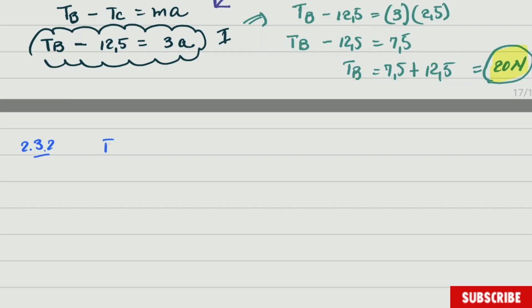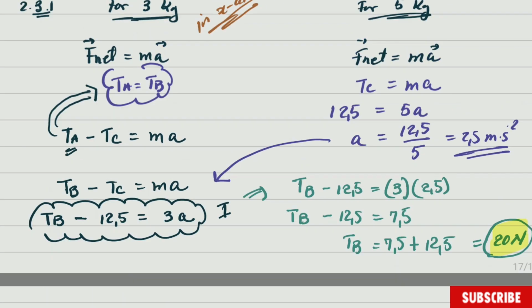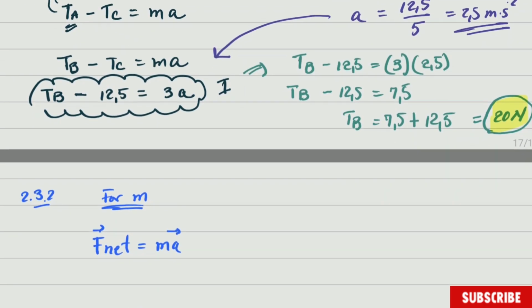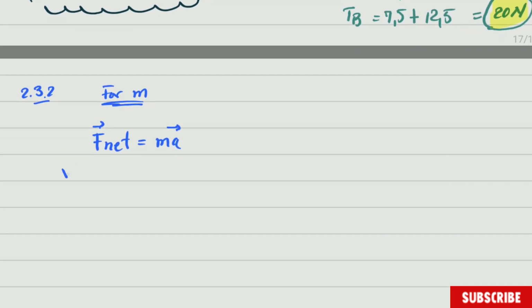So here, for M, Newton's second law is F net is equal to MA. All right, we're working with object M. Remember, we did draw the free body diagram. Here it is, and you have only 2 forces acting. We are going to take down as positive because the object is moving down. So here we have weight, which is positive, minus tension, in this case tension B, equal to the product of mass times acceleration, guys.